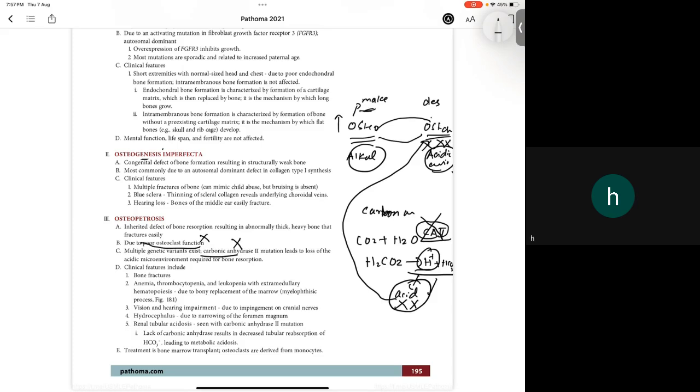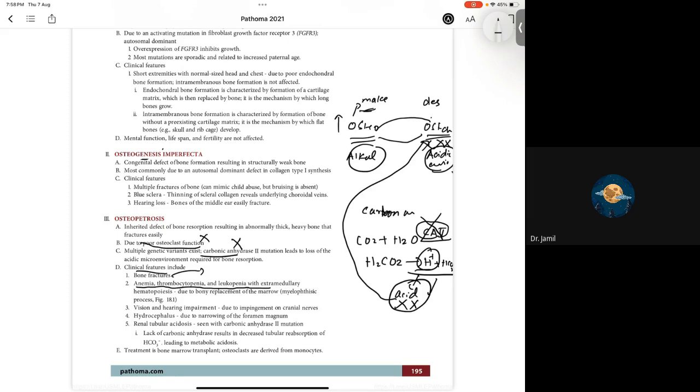Okay. What are going to be the clinical features? Bone fractures. Why? The bone is still thick, but it's just like chalk. You can easily break it, right? Anemia, thrombocytopenia, leukopenia. Why? Because the bone is going to become so thick that the medullary portion, where your bone marrow, your hematopoietic stem cells lie, is also going to be replaced by that thick bone. And as we replace the bone marrow, can we make red blood cells? No, we can't. Can we make thrombocytes, platelets, from the myeloid lineage as we discussed in detail? No.